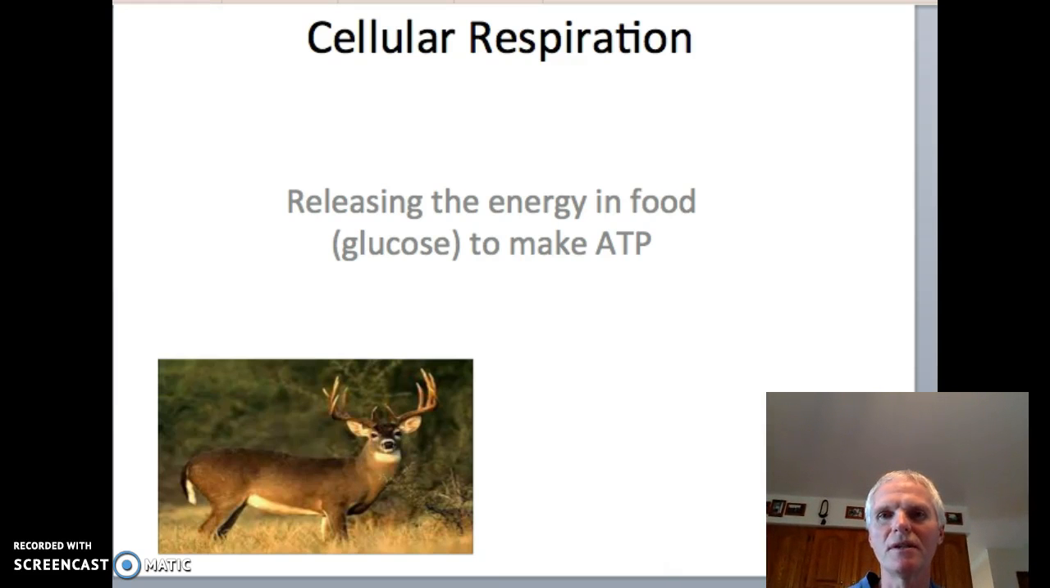Cell respiration is breaking down food for energy in the form of ATP. As you see in the picture, there's a nice white-tailed buck, and the white-tailed buck is what's called a heterotroph. So unlike plants and some bacteria, they cannot use the sun to do photosynthesis. They have to eat food. So cell respiration is a process by which the food we eat is broken down to get usable energy.